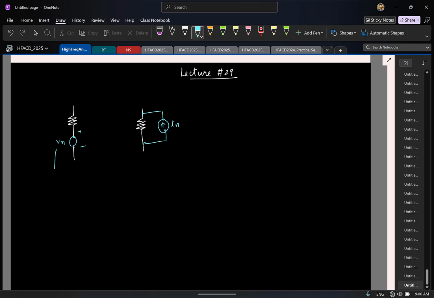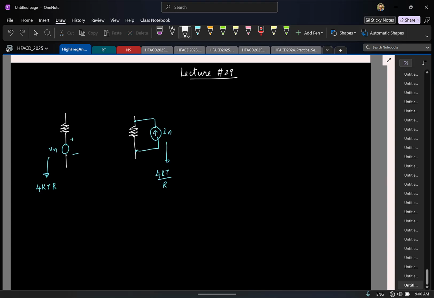So the one-sided power spectral density of the voltage noise is 4kT times R. For the current, it is 4kT by R. Now similarly, for a MOSFET, we have the same situation. We have thermal noise. So once again, to model the noise in a MOSFET, we assume that our MOSFET is noiseless, but the noise is generated by a hypothetical noise current source put in parallel to the MOSFET. And when the MOSFET is in saturation region, the power spectral density of this current is 4kT gamma times Gm.